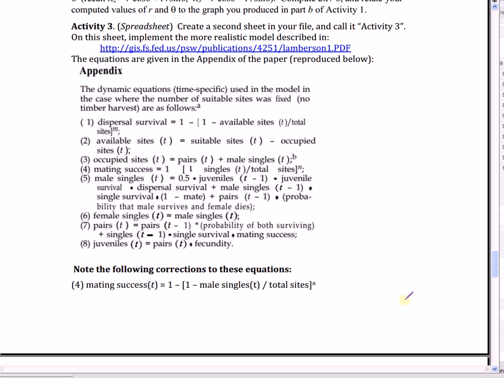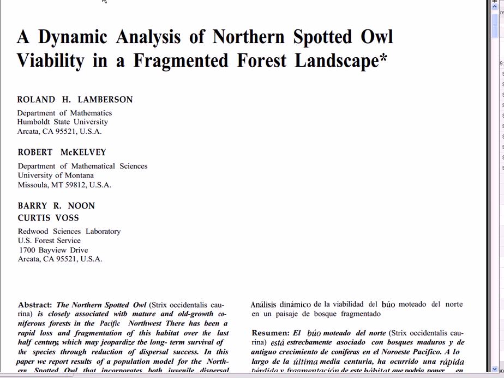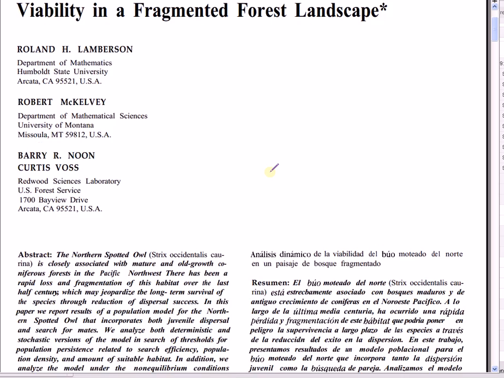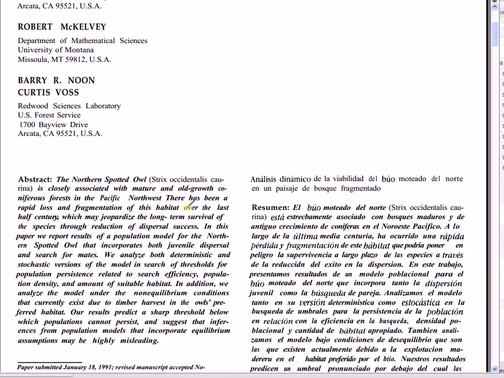So this short video is to explain activity 3 in Spotted Owl model. In this activity we're going to look at an actual model that was written up as part of practical research. Here is the paper. Let's just skim this paper. It's talking about spotted owl.